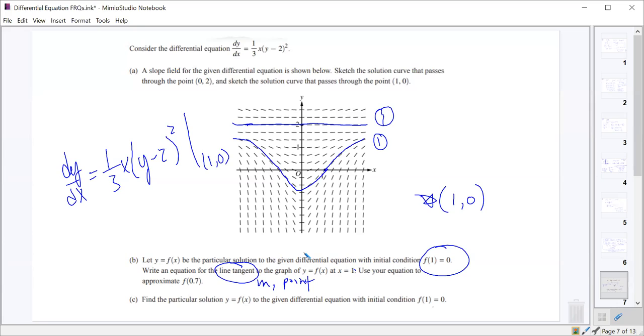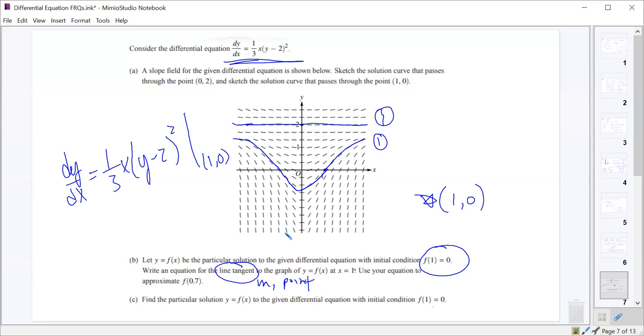So this part had nothing to do with integrals. You did not need to anti-differentiate anything. You had to recognize that f of x is the solution to our differential equation, and we want to write a tangent line to f of x. A tangent line requires a point on f of x and a slope of f of x. Well, the slope of f of x is its derivative, which is this differential equation, because f of x is the solution to the differential equation. So the slope of f should be its derivative, or the differential equation itself. Does that make sense?